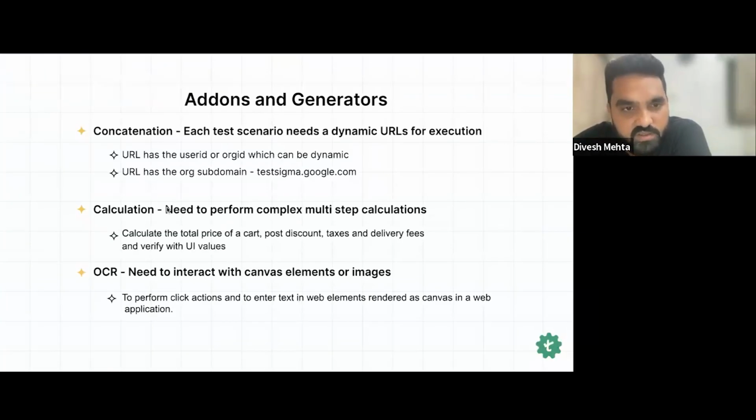The second generator that we have built is again a very common use case where you need to perform a lot of calculations, which are multi-step, but you want to do it in one go. Examples would be like you have dynamic carts, right? You have discount codes, multiple discount codes that you try to add to cart. You have different types of taxes that are applied based on your location or pin code, delivery fees based on whether you're a pro customer or a free customer.